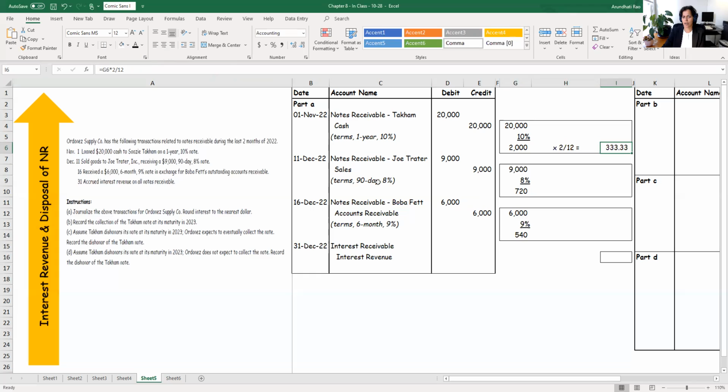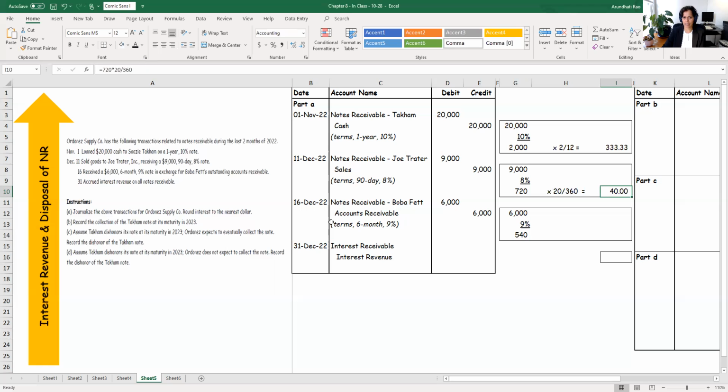The second note, the terms are 90 days. Anytime they give you days, in the calculation we're going to use 360 days for the year, not 365, not 366, 360 days. So how many days was the note outstanding? December 11th, so start counting from the 12th. December 12th through December 31st is 20 days. So the adjustment I need to make is multiply by 20 over 360. And that's going to give me $40.